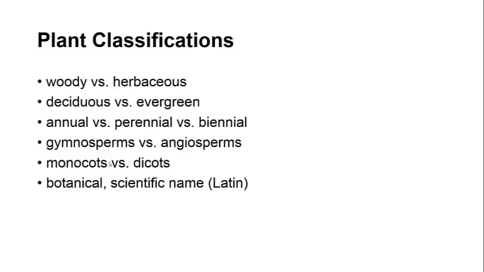So as far as plant classifications go, we can classify them a number of different ways. We can classify them as woody or herbaceous, deciduous or evergreen, annual or perennial or biennial, gymnosperms versus angiosperms, monocots versus dicots, and also by their scientific names, and in some instances also by their common names. We can also classify plants based on color, size, their ability to resist being eaten by other organisms or animals, resistance to diseases, those kinds of things.